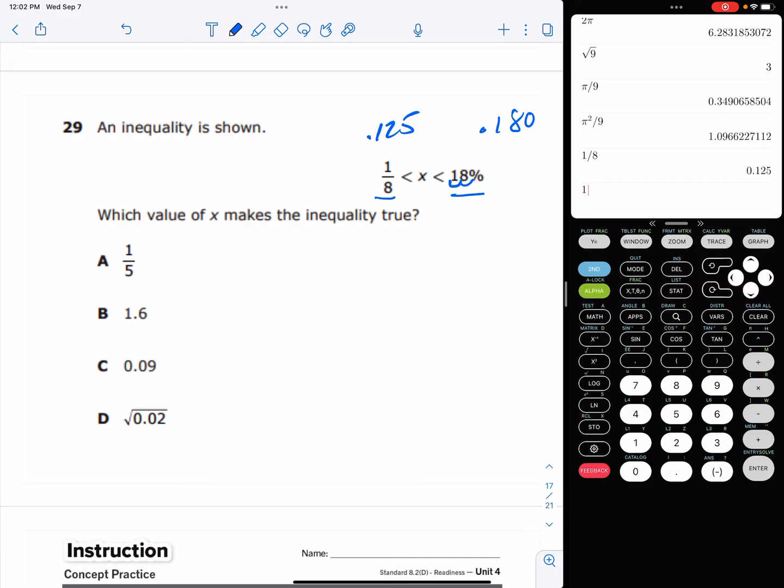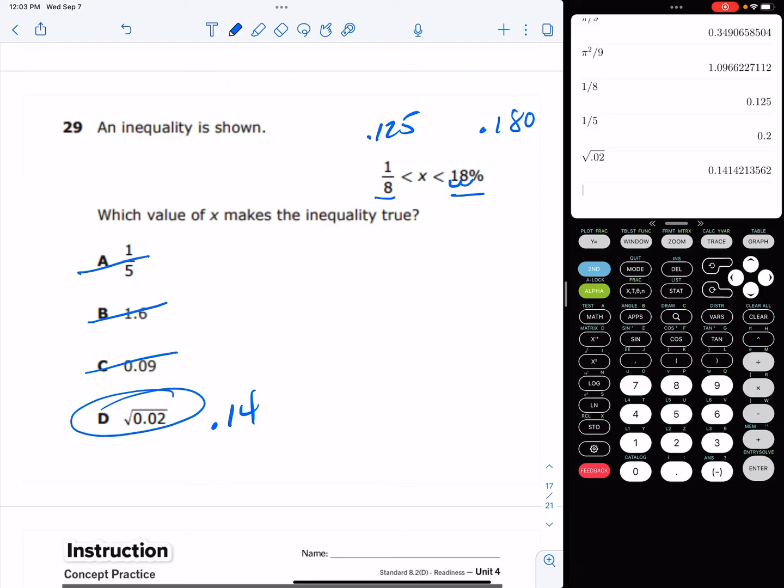So 1 divided by 5, we know that's 0.2. Well, it's not in between, so it's out. 1.6, we know it's certainly not going to be that because that's a whole part. So it's not going to be that one. 0.09, is that in between there? No, 0.09 is not. So we know it's out, so that means it's got to be this one down here. So if we actually type it in, second square root 0.02, enter, we find out that its value is 0.14. Is that value in between 0.125 and 0.18? Yes, it is, and there's my correct answer.